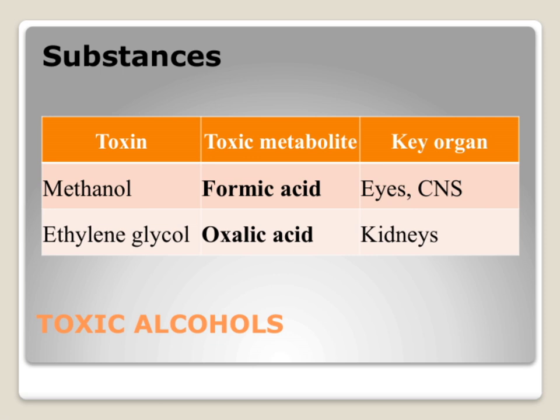Understanding these toxic metabolites and their target organs highlights the importance of early intervention in cases of poisoning. It also underlines the need for proper handling and storage of these substances to prevent accidental ingestion or exposure. Overall, being aware of these mechanisms helps us better prepare to manage and treat such poisonings effectively.